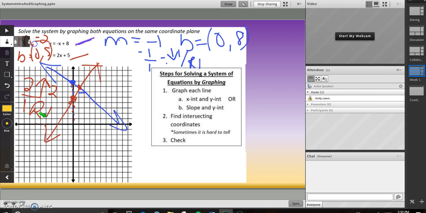All right, and the intersection is this guy right there. So that intersection is (1, 7). So that's your answer. Okay, not too bad. Let's do it again.